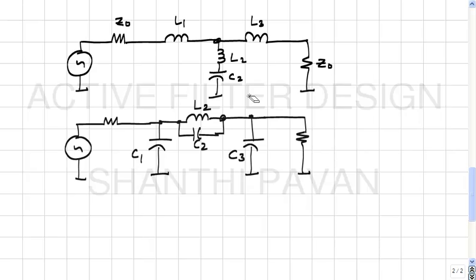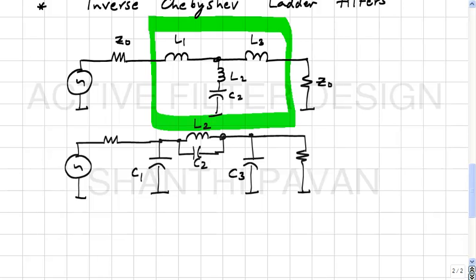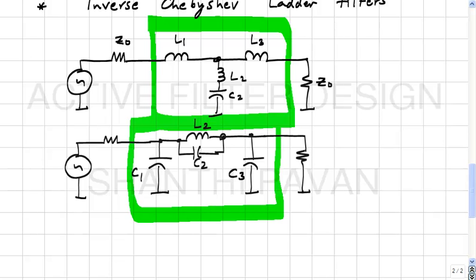Now the question is, how do we go about synthesizing this network or the other one? Again, we proceed in pretty much the same fashion. Please note that again, the network enclosed in the green box is a lossless LC network terminated in a resistor. So in both these cases, all the theory that we have developed still remains largely the same.